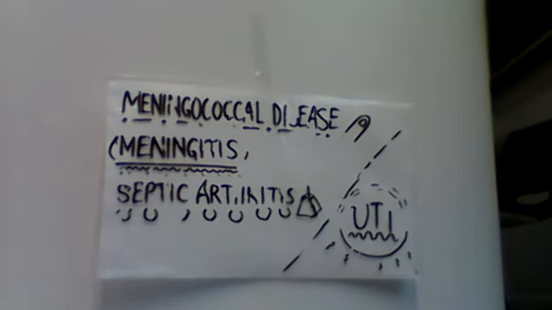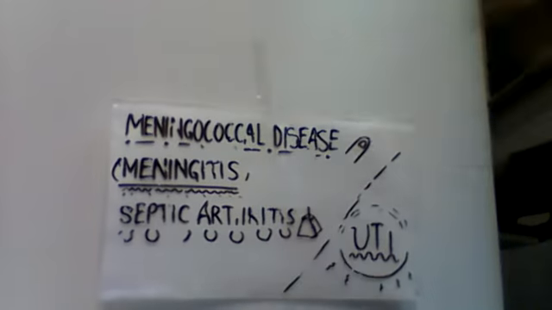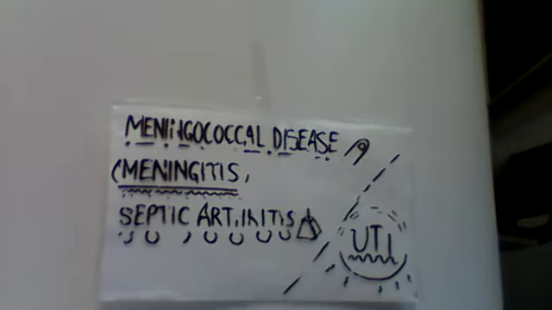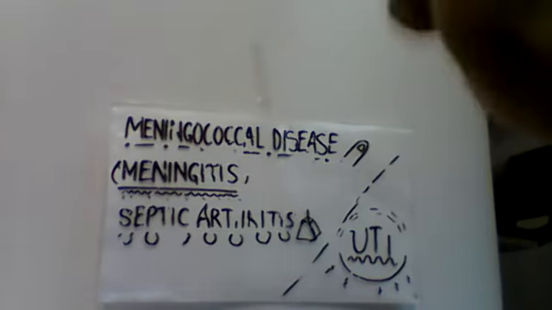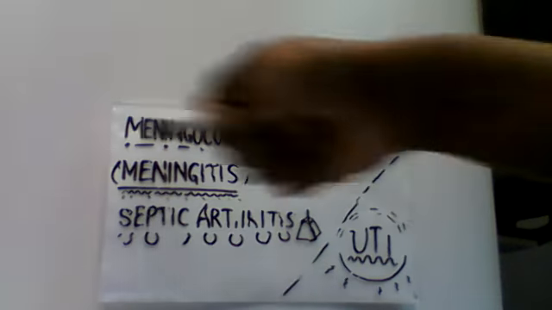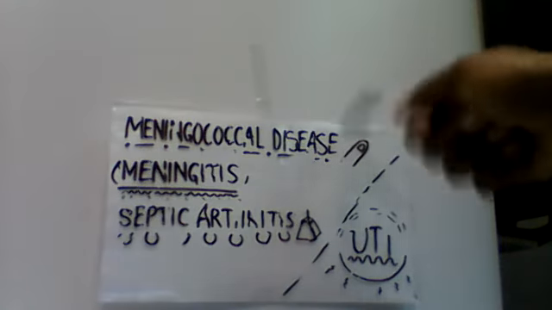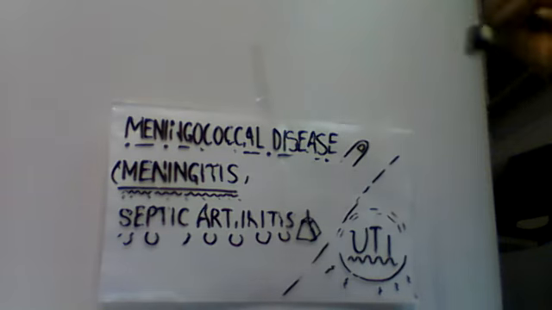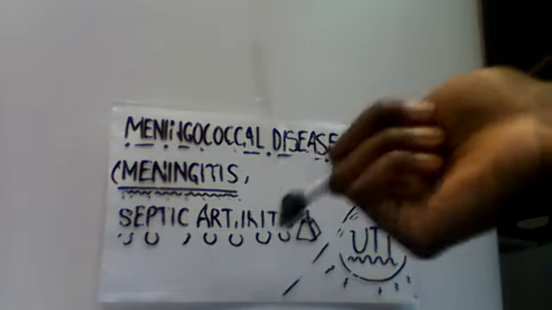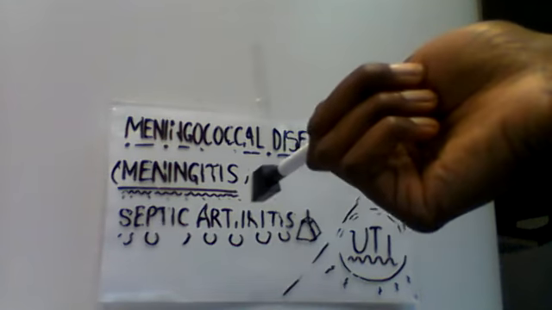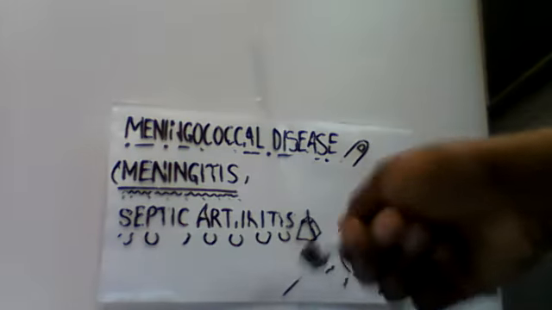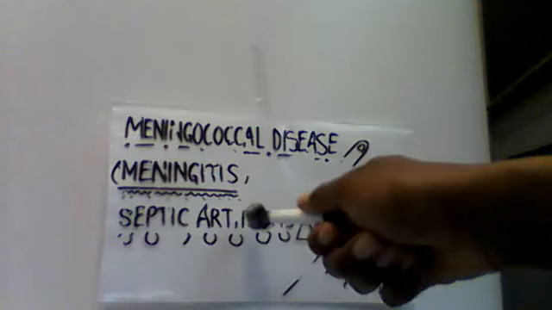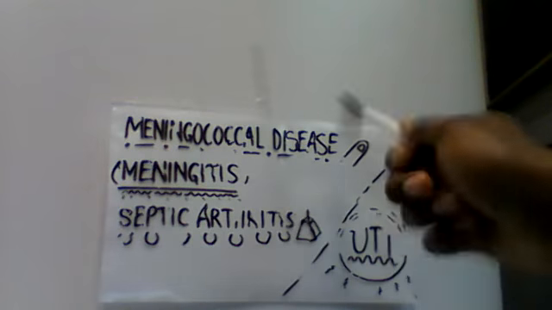So let's discuss a few signs of some quite serious problems that you may get. Meningococcal disease: you can get a purpuric rash, neck stiffness, and your capillary refill time is increased. You need to act quickly. Meningitis is quite similar. You're going to get neck stiffness, irritability, photophobia, bulging of the fontanelles. With septic arthritis, you're going to get swelling of your joints and a decreased ability to weight bear.